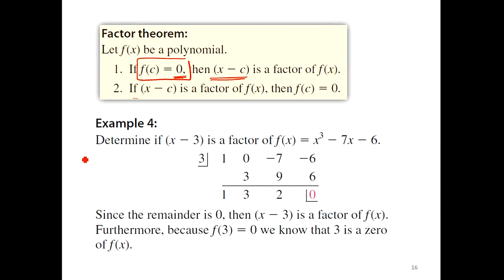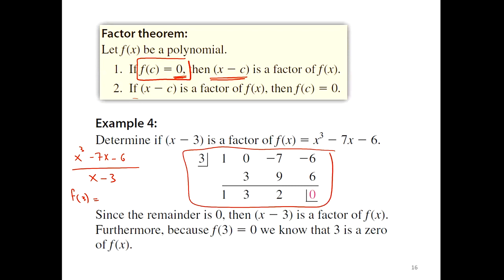Look at this. We have the polynomial x to the power 3 minus 7x minus 6, and we need to verify whether x minus 3 is a factor or not. If f of 3 equals 0, we no need to find this one, we can conclude directly x minus 3 is a factor of f of x. Substitute 3, we have 3 to the power 3 minus 7 times 3 minus 6. 3 to the power 3 is 27, minus 21, minus 6. So this is 0.